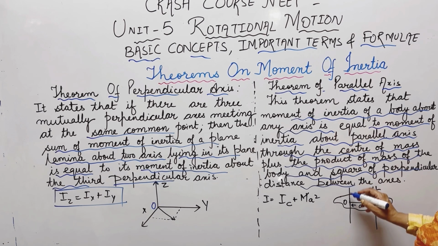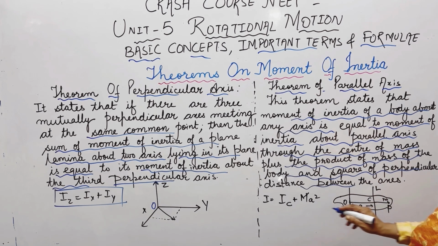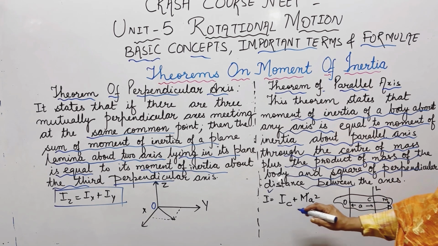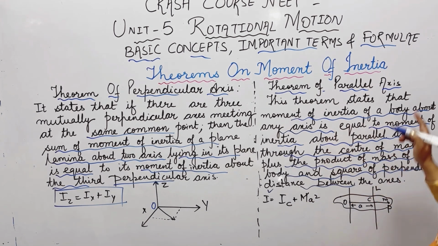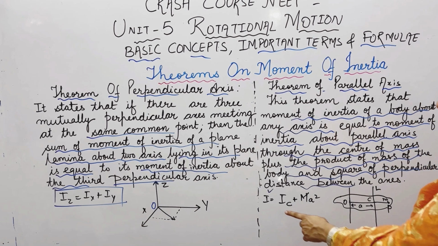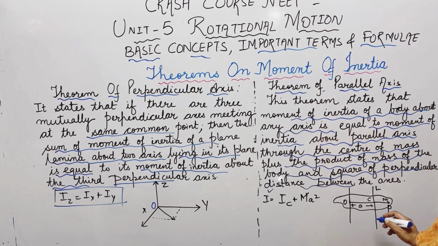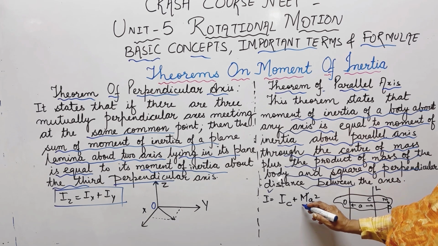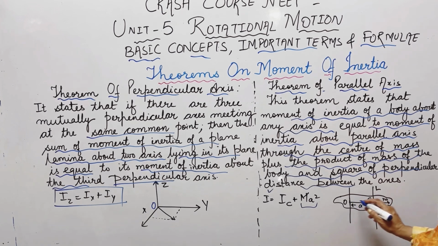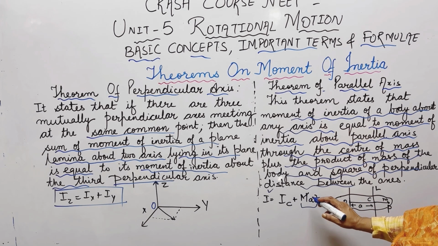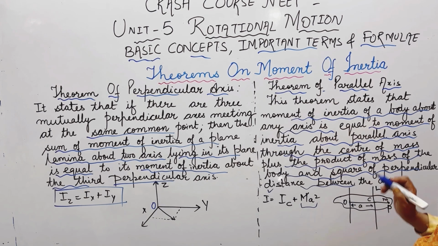Say at point O, there lies the moment of inertia denoted by I. Now from the center, IC is the moment of inertia. Then according to this theorem, this moment of inertia is equal to the moment of inertia passing through the center plus the product of mass and this perpendicular distance. A is the perpendicular distance between the point and the center. So it is equal to IC plus m, the mass, into the square of the perpendicular distance between these two points.